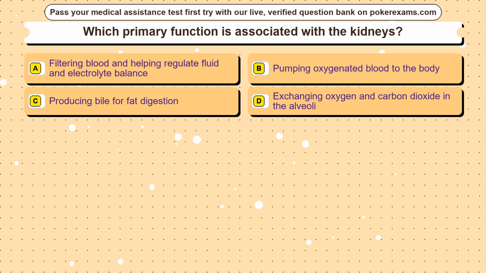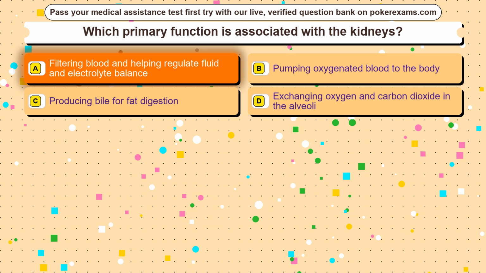Option D, exchanging oxygen and carbon dioxide in the alveoli. The correct answer is option A, filtering blood and helping regulate fluid and electrolyte balance.